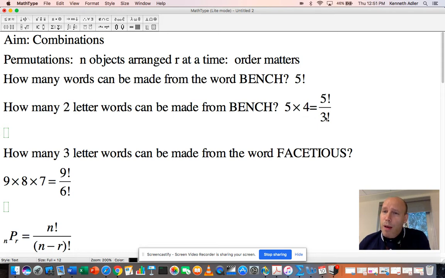That was an interesting problem that showed up. You might wonder, 5 minus 2 is 3. Is that a coincidence or not? Well, let's try another example.